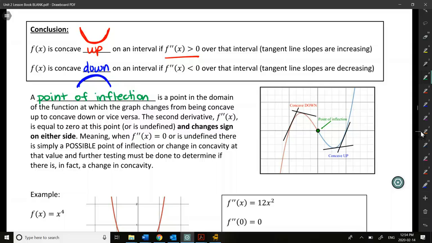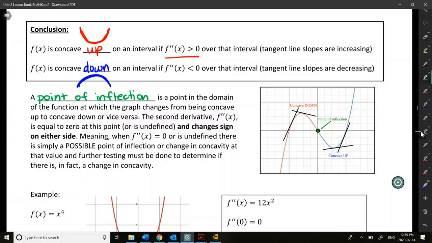And what we would have to look at is whether the sign of the second derivative is changing on either side, just like we look at whether the sign of the first derivative is changing on either side to determine if we're changing from increasing to decreasing or decreasing to increasing. So same idea here. We want to see if there's a change in the sign of the second derivative surrounding these areas where the second derivative equals 0 or is undefined.